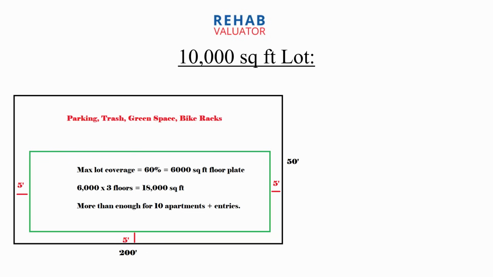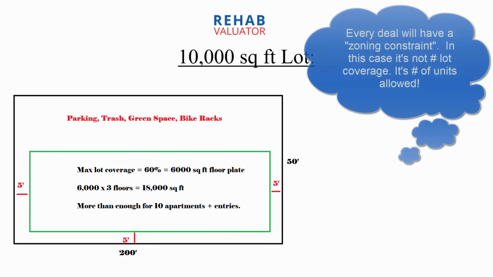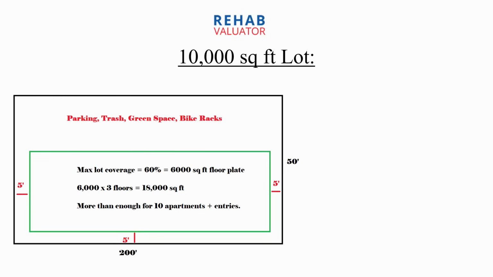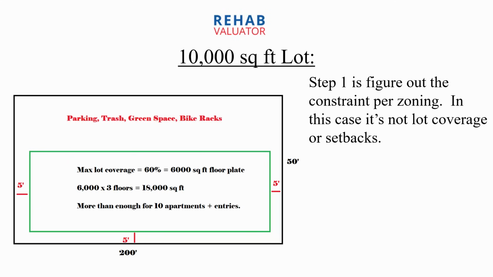60% max lot coverage means my floor plate can be 6,000 square feet. If I do a 3-story building and each floor is 6,000 square feet, I can put an 18,000 square foot building here. That is way more than enough for 10 apartments, plus entries, plus common areas if I want. That's way too much. So I know I can fit a 10-unit building here. And likely I still have enough room for parking, trash, green space, bike racks, etc. Right? So, in this case, my constraint is not lot coverage or setbacks.